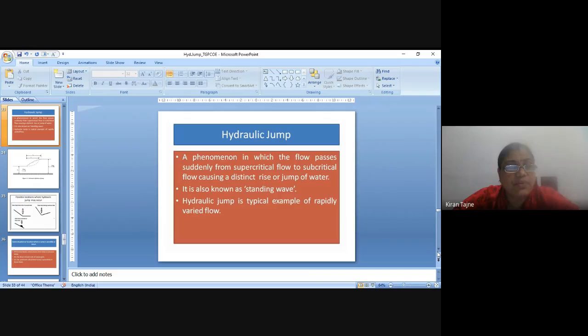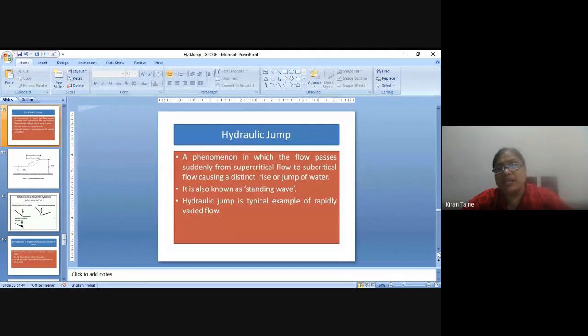Now we will see what a hydraulic jump is. A hydraulic jump is a phenomenon in which a flow passes suddenly from supercritical flow to subcritical flow, causing a distinct rise or jump of water. That is known as a standing wave.